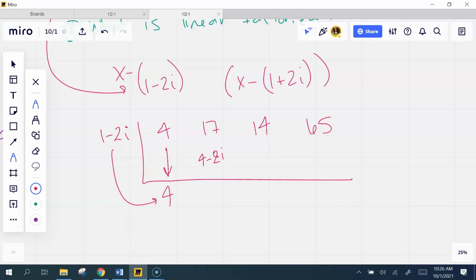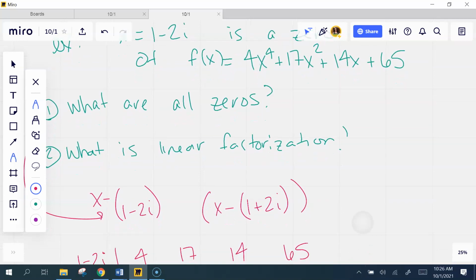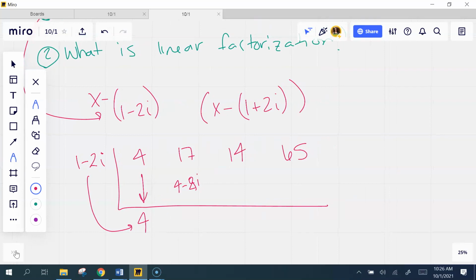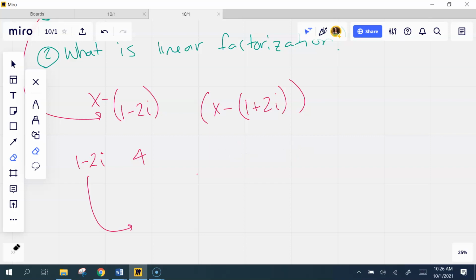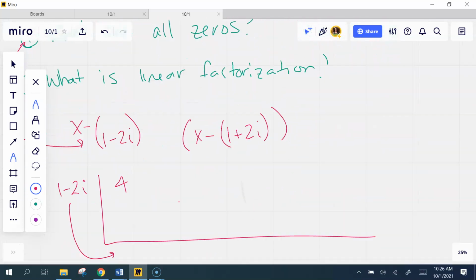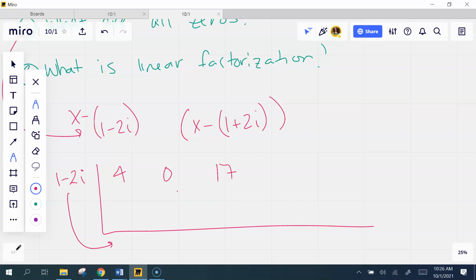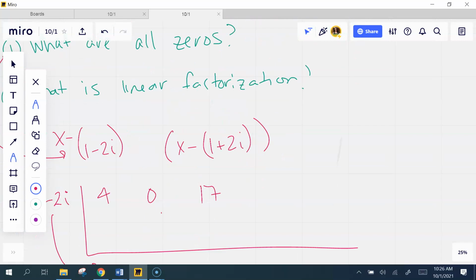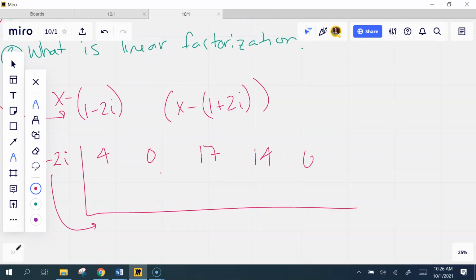Oh, sorry. A placeholder for what? Yep. Brett, you made me mess up again. I'm so sorry. Y'all need some of those erasable pens like I have. 4, 0, 17. I was so excited about doing this synthetic division because this one's not going to work. I'm going to have to do the conjugate with it.